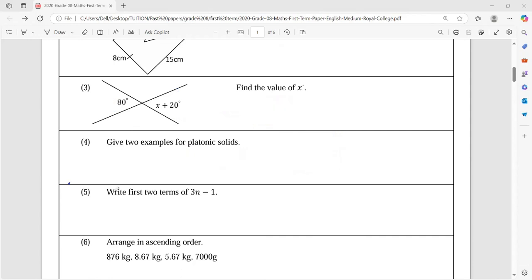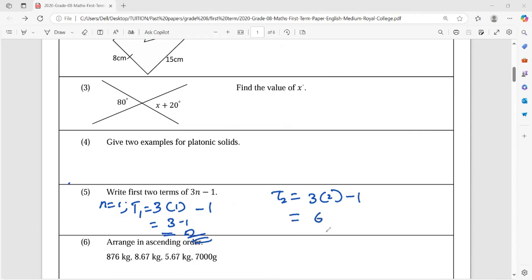Okay, and write the first two terms of 3n minus 1. For that, you can use n equals 1, then 3 into 1. You can say t1 is equal to 3 into 1 minus 1 is equal to 3 minus 1, which is equal to 2. This is the t1, and then t2 equals 3 into 2 minus 1, which is equal to 6 minus 1, equals 5. Right?